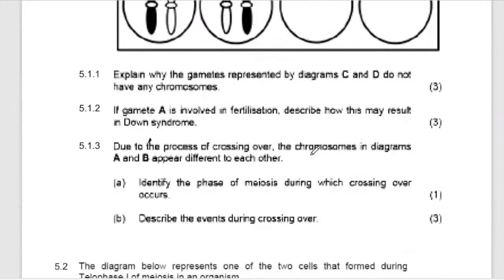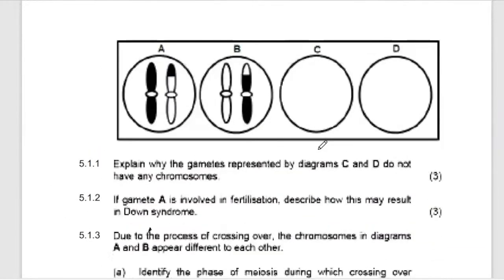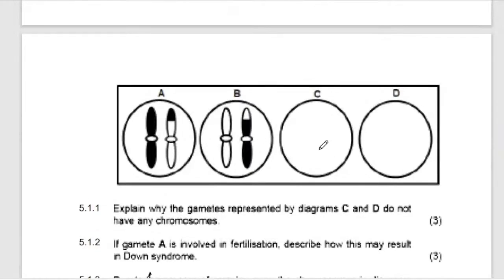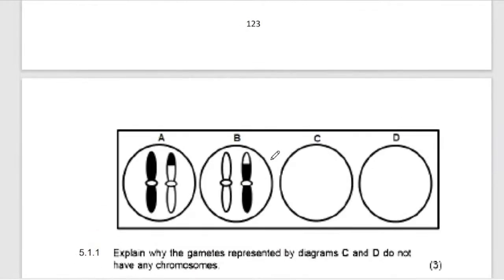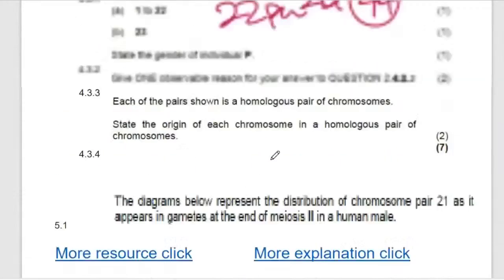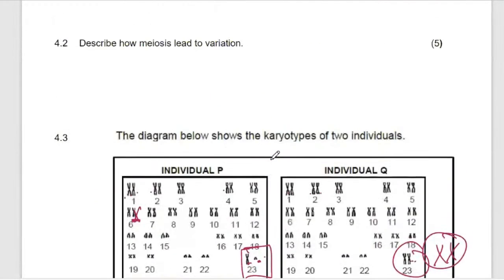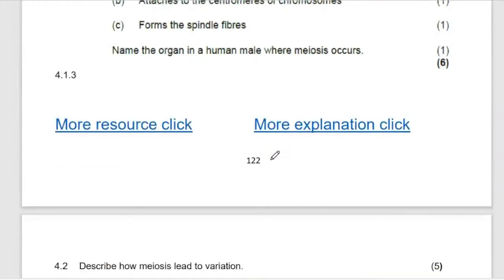Non-disjunction. You see this? This is a non-disjunction question. Whereby when they ask you which phase it is, it is anaphase. It could be anaphase 1 or anaphase 2, but looking at the diagram, you can identify which one it is. Describe Down syndrome. How is it?